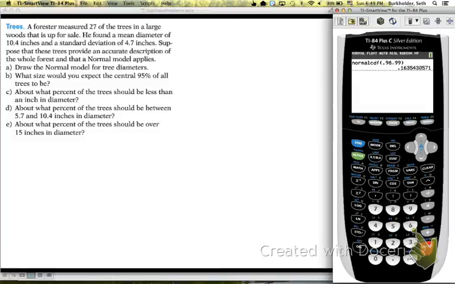So hopefully this video helps you understand how to compute normal probabilities and also how to use the normalcdf command on your calculator.